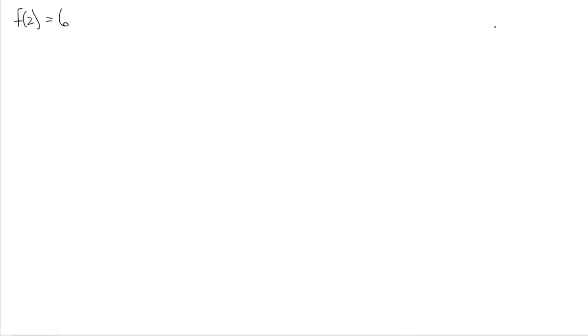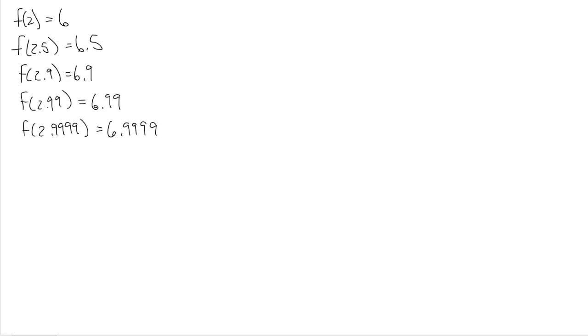Suppose I told you that for some function, f of 2 is equal to 6. You put 2 into the function, and out comes a 6, whatever the function might be. And for that same function, f of 2.5 is equal to 6.5. And it turns out that f of 2.9 is equal to 6.9. And suppose I told you that further, f of 2.99 is 6.99, and f of 2.9999 is 6.9999.